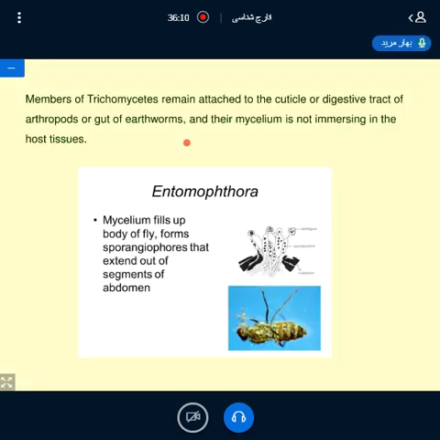The members of Trichomycetes remain attached to the cuticle or digestive tract of arthropods or the gut of earthworms, and their mycelium is not emerging in the host tissue. Entomophthora is one of the genera of Zygomycetes. Mycelium builds a body in the fly, and the sporophore extends off a segment of the abdomen.